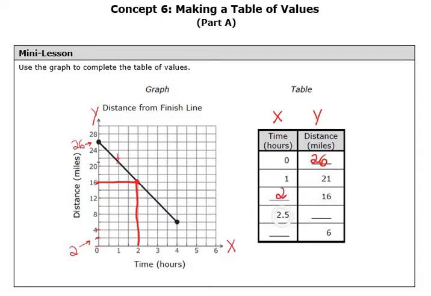Alright, next one, 2.5. 2.5 on the x-axis. Well, here they're counting by, from there to there is 1, so halfway in between, that has to be 0.5, or half. Halfway between 0 and 1 is 0.5, so we're counting by 0.5s. So 0.5, 1, 1.5, 2, 2.5 is right here.